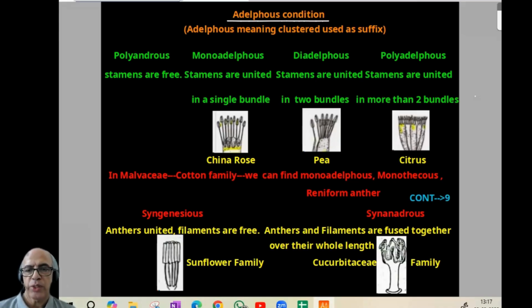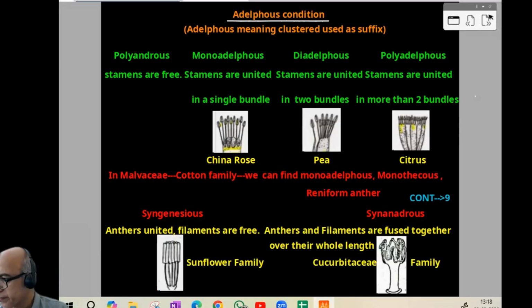Again, two more terms. One is called syngenesious, one is called synandrous. SYN generally means united, combining, as in syngamy. Syngenesious: anthers are united and filaments are free, as in the sunflower family, Helianthus. Synandrous: anthers and filaments are fused together over their whole length, as in the Cucurbitaceae family, the gourd family. As such, the last two are not in the direct syllabus, but we should know them because they can come as a question or even as an option. Now we can proceed to the next area.